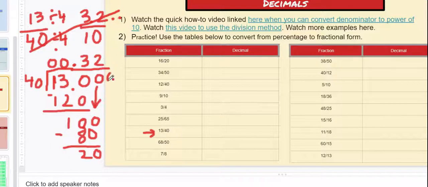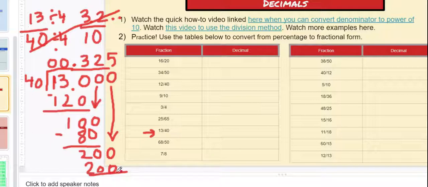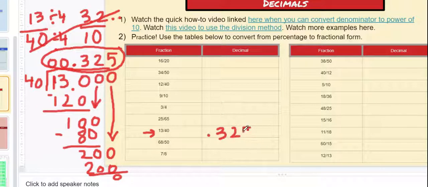Still a remainder. So we're going to add another 0 and see if it can fit evenly or if it's going to keep on keeping on. So how many times does 40 fit into 200? And this time, it ends up fitting 5 times, which is a perfect fit. 40 times 5 gets us 200. So we've got nothing left over here. So we've used the division method to end up right here with our decimal. We can say 0.325 or 325 thousandths is what you get when you divide 13 by 40.